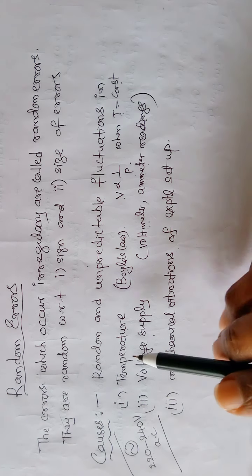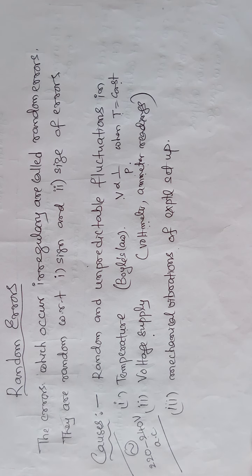First, temperature. You are doing an experiment in the lab. Suppose with a metal scale you are measuring length. If temperature changes, length of the scale also changes. That is one reason. Next, suppose you are doing Boyle's law experiment.